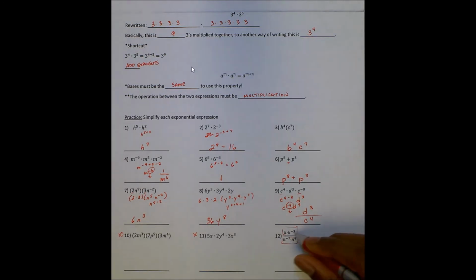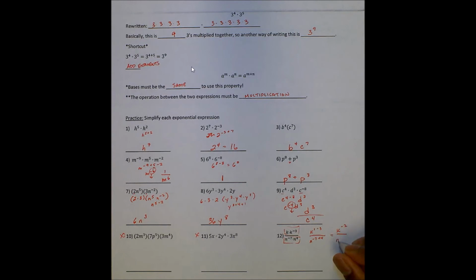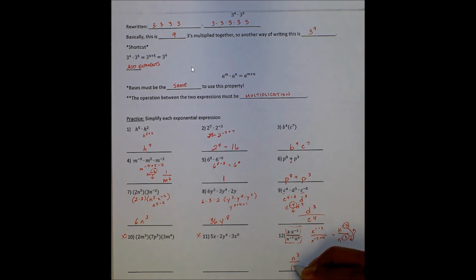Okay, notice that in the numerator they're both k's, so k times k to the negative 3rd. Remember, that's k to the 1st times k to the negative 3rd, so I'm going to subtract 3. In the denominator I have n to the negative 7th times n to the 4th, and so I'll have k to the negative 2nd over n to the negative 3rd. Okay, negative exponents means they need to move, right? They don't like where they're at, and so what I have is n to the 3rd over k squared.